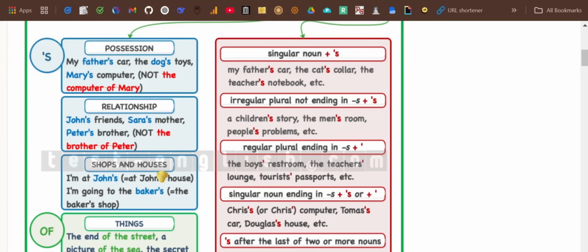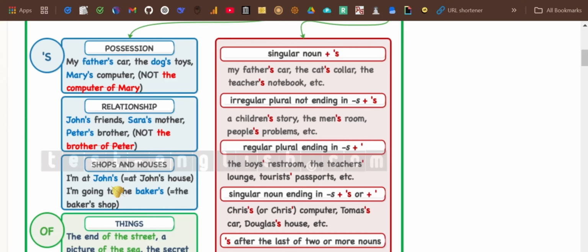So this is a relationship shown by the apostrophe s. And then shops and houses. If you're in someone's house, you can use the apostrophe s to show that. So I'm at John's. You can stop. You don't need to say house. You just say I'm at John's.